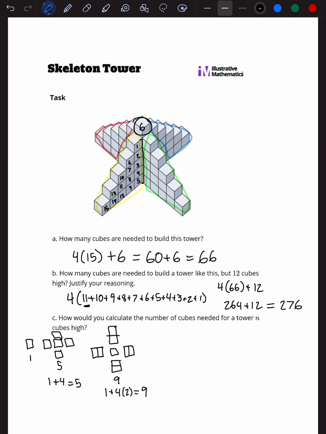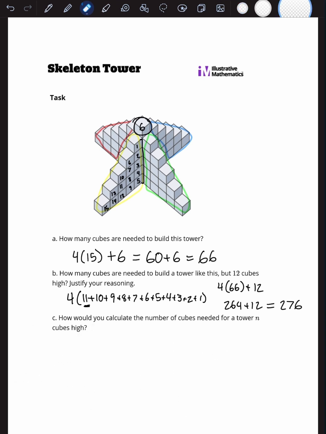So if I wanted to see how many the next number would have, I would do 1 plus 4 times 4 minus 1, which gets us 1 plus 4 times 3. 4 times 3 is 12, plus 1, 13. That's how many cubes we would see from the top if we had 3 from each side sticking out besides the one in the middle. I'm going to go ahead and erase all this work really quick.